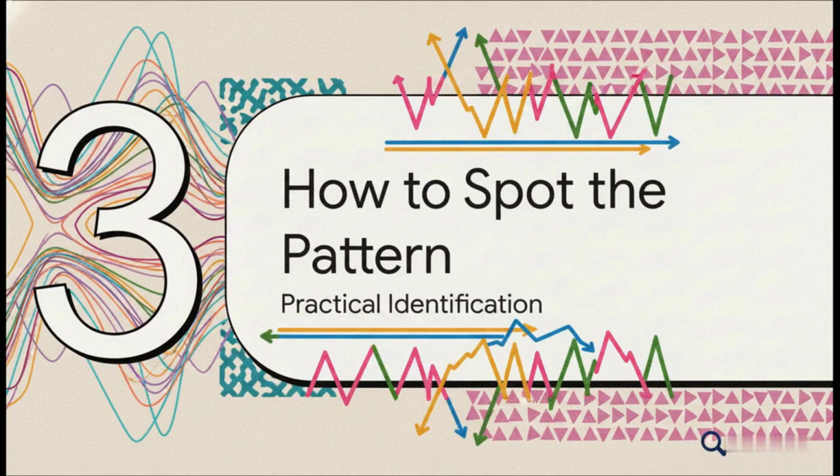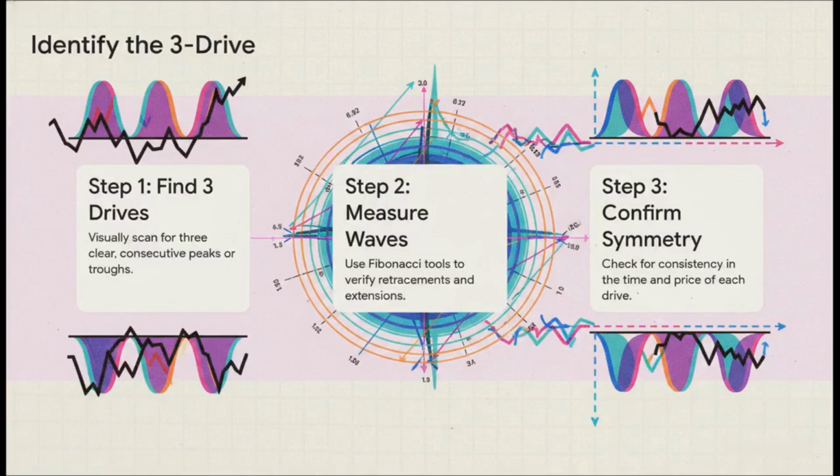Okay, enough theory. Let's get practical. How do you actually hunt for one of these things on a real live chart? It really boils down to a simple 3-step process. First, just visually, you scan for something that looks like 3 distinct pushes. Step 2, you pull out your Fibonacci tools. Every charting platform has them, and you start measuring those waves. And finally, step 3, you just confirm that there's some decent symmetry going on between the drives.